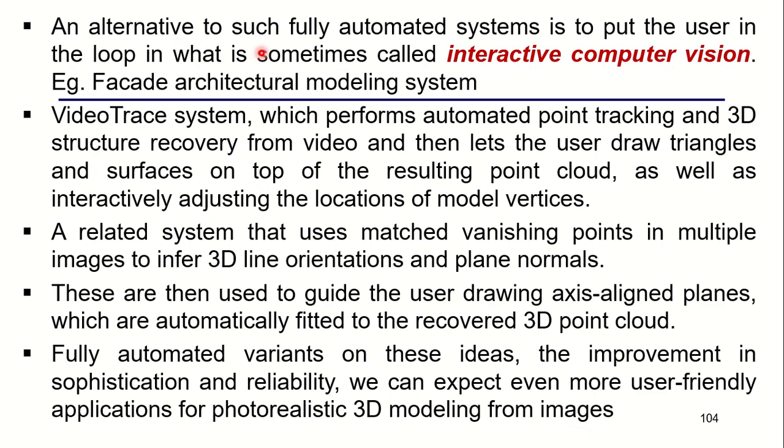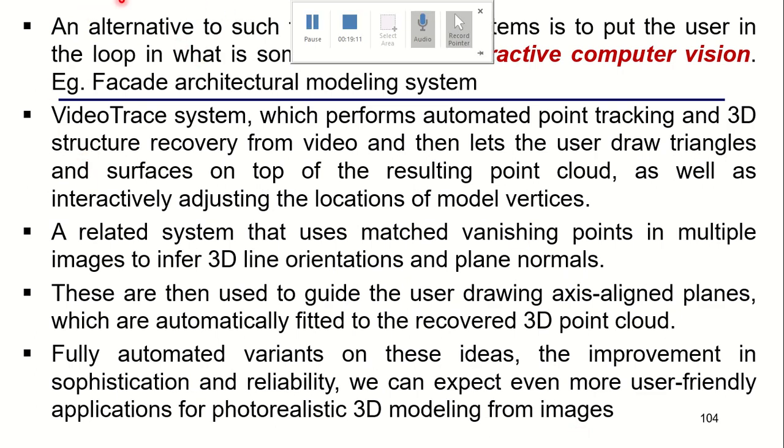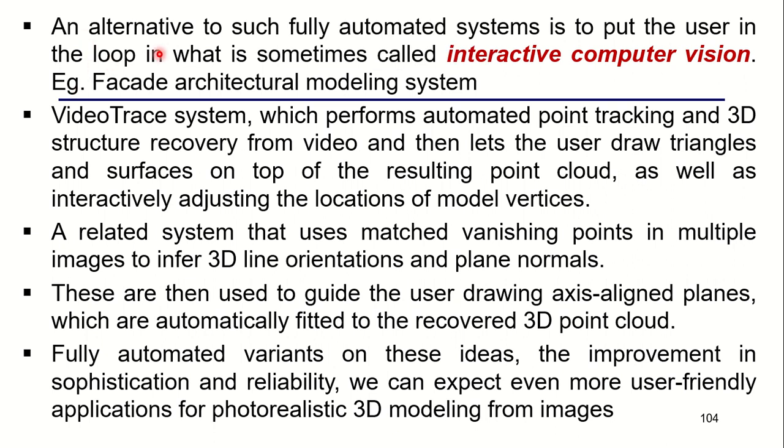An alternative to such fully automated systems is to put the user in the loop in what is sometimes called interactive computer vision. An example is the facade architectural modeling system. The Video Trace system performs automated point tracking and 3D structure recovery from video, and then lets the user draw triangles and surfaces on top of the resulting point cloud, as well as interactively adjusting the locations of model vertices.